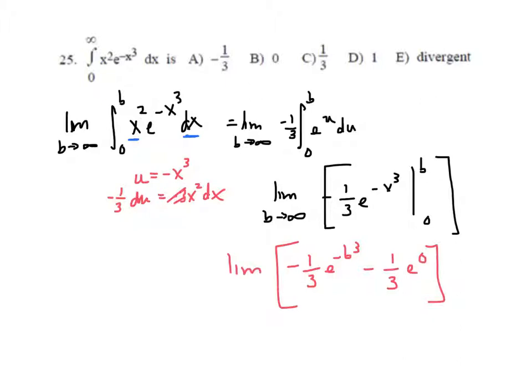limit as b approaches infinity. This will approach 0 because e to the negative infinity is approaching 0. And then I forgot my negative here. Sorry. Minus negative 1/3, and this will be minus negative 1/3, so the answer is just 1/3.